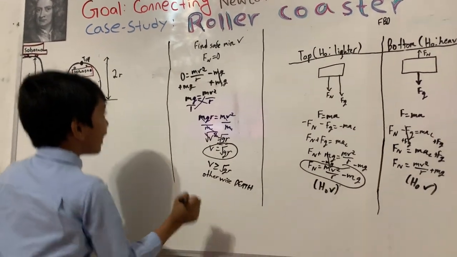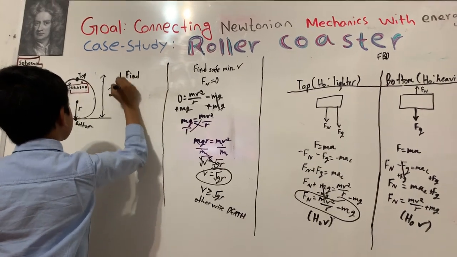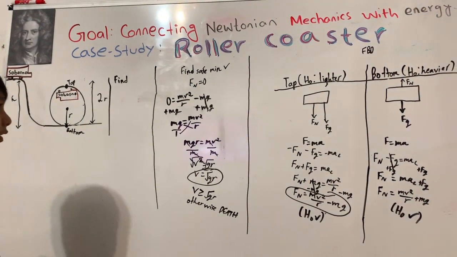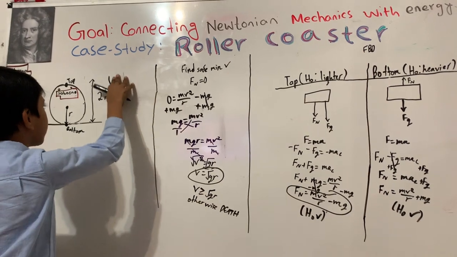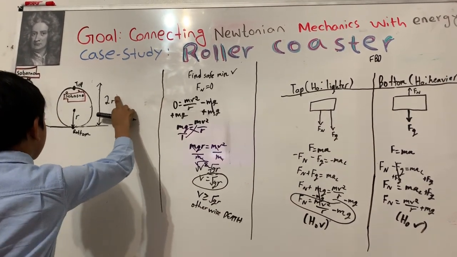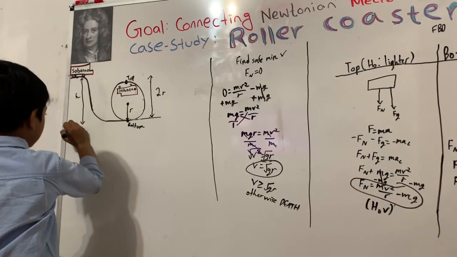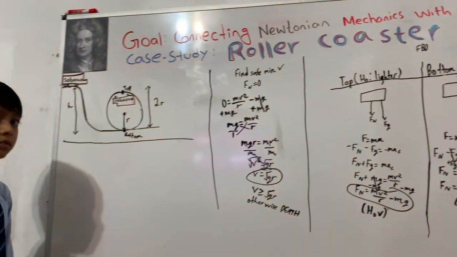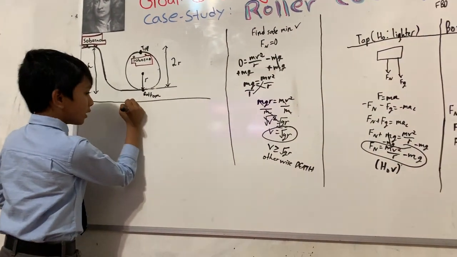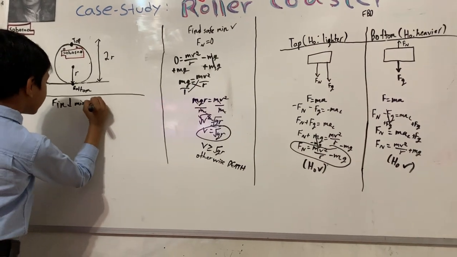Now, let's find the safe radius. Let's also separate the diagram from here. Oh yeah, there's too narrow a space here. I don't think we'll be able to solve for the radius in here. Okay, so let's find the minimum or the safe radius.